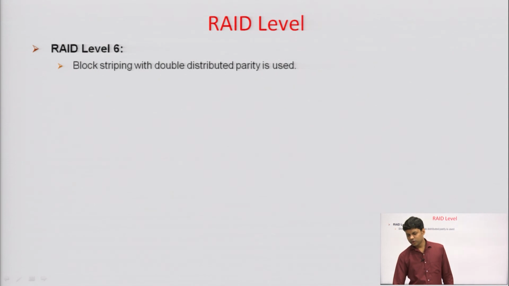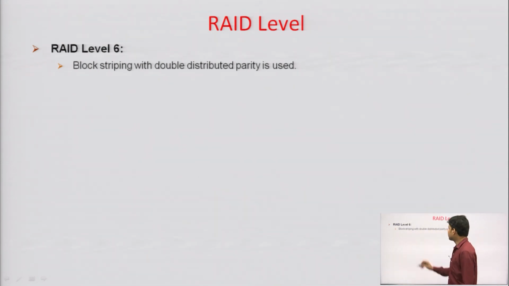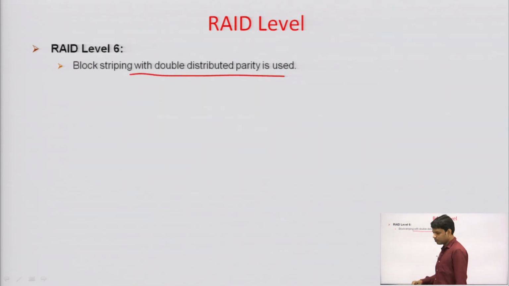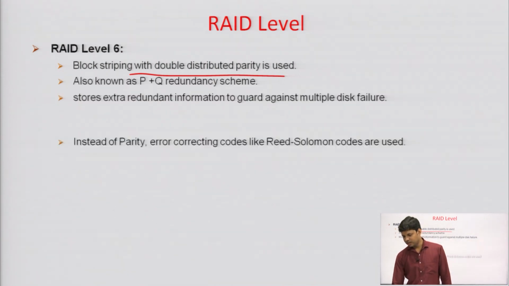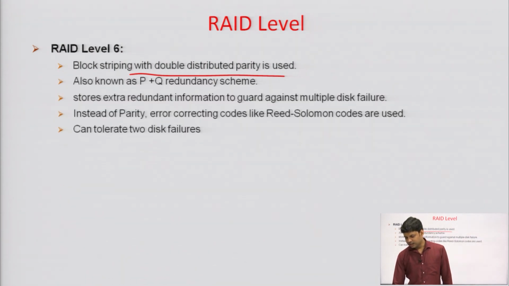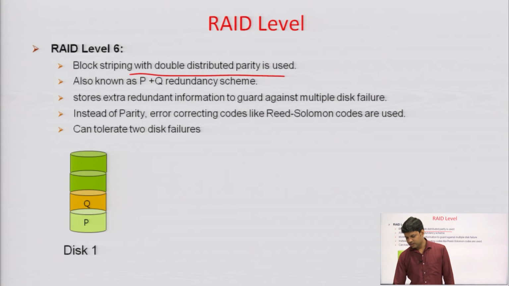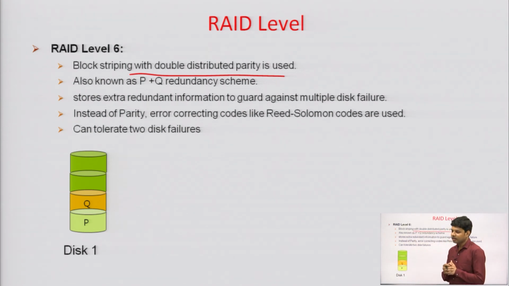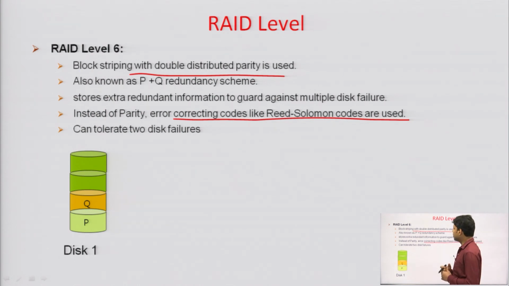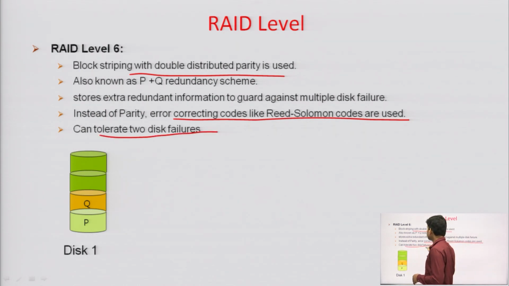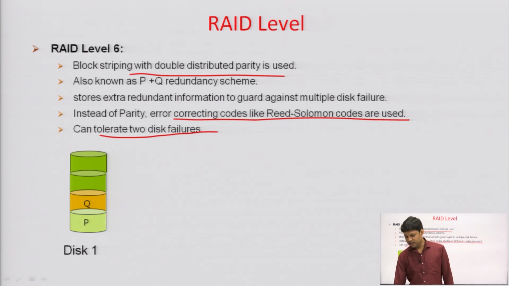Now, what is RAID level 6? RAID level 6 is block striping with double distributed parity. We can directly see the images to understand this. Instead of parity, error correcting codes like Reed-Solomon codes are used. It can tolerate 2 disk failures. RAID level 5 cannot tolerate 2 disk failures, but this can.